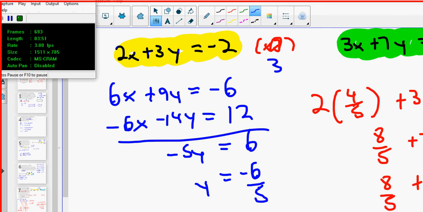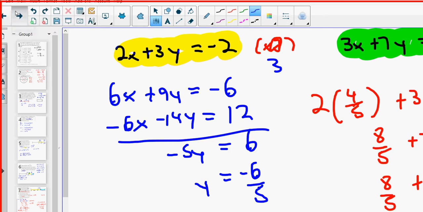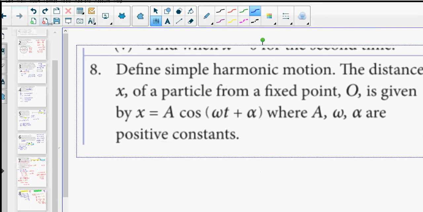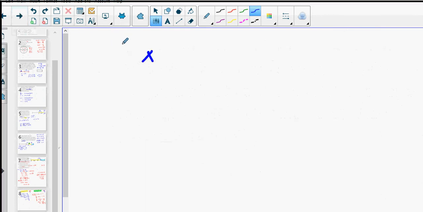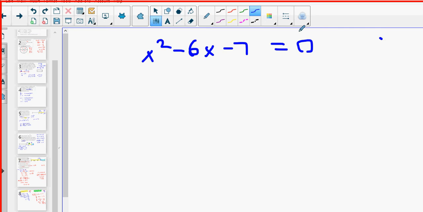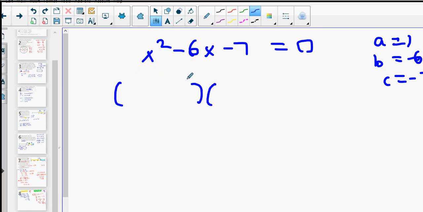Okay guys, the next question we're doing is x squared minus 6x minus 7. You have two options. You could do the minus b formula, couldn't you? You could do the minus b formula where a equals 1, b equals minus 6 and c equals minus 7. Or you could find two numbers that multiply to give you minus 7 but add to give you minus 6.